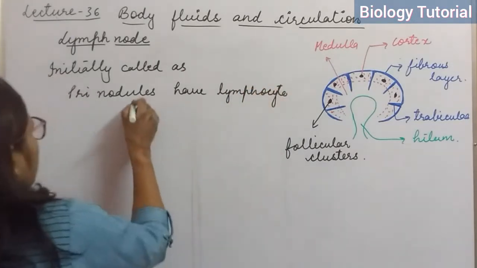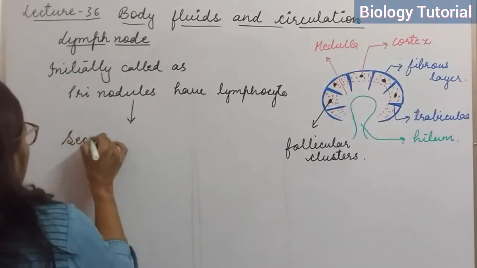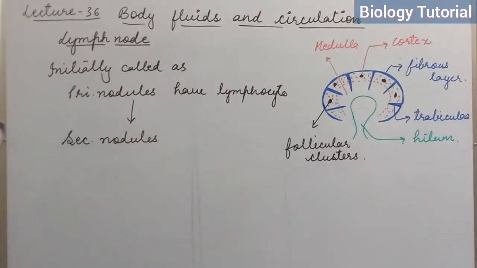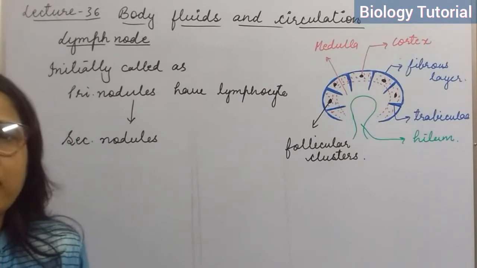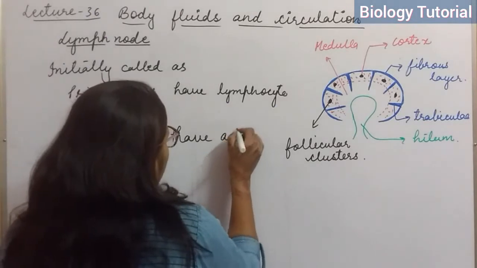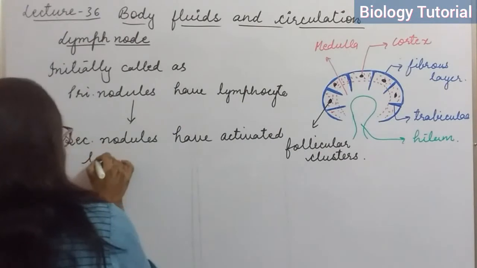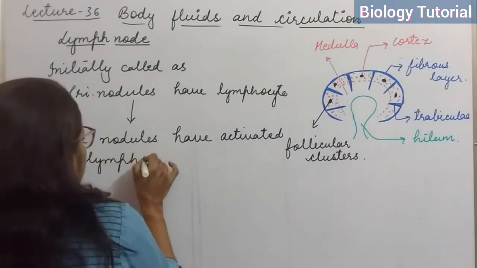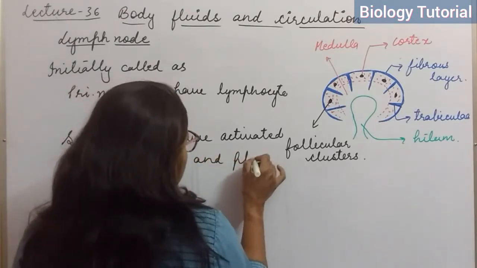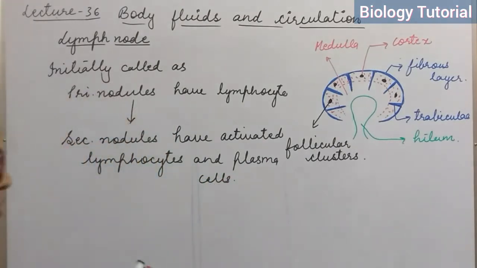After maturation, these primary nodules develop into secondary nodules. Here are the secondary nodules, and these secondary nodules have activated lymphocytes and plasma cells. Clear? So this is the structure of a lymph node.